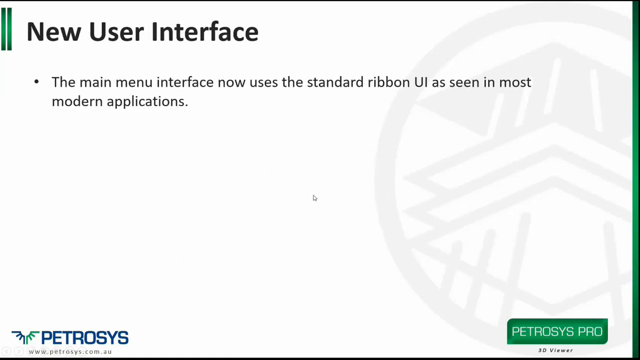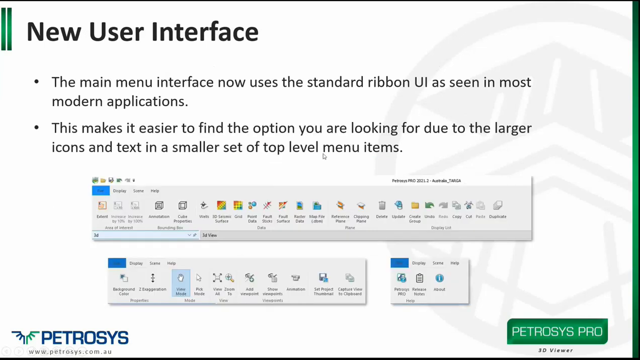So when we redid the 3D viewer, we improved all aspects of that. So we improved the ribbon maps, the way that the user interface is viewed and seen. So it's more aligned with our modern Petrosys panels that we have, and it makes it easy to find the options that you're looking for. So we've got larger icons, and the text is in a smaller setup. We've got just 3 top level menus now, and you can click on those and you get a ribbon for each. So you can easily find what you're looking for and looking to do.